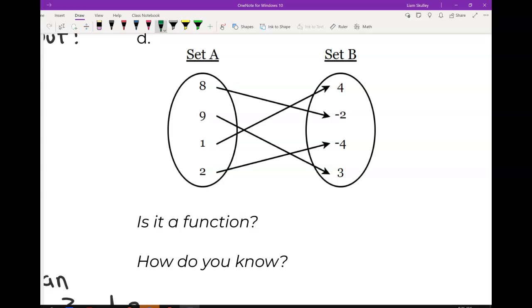Again, when I'm doing these, the arrows are easy to get crisscrossed, so I like to just trace over them and check. 8 goes to -2. 8 only goes to one thing. My input only has one output. I go to 1. 1 only goes to 4. One input with one output. 9 only goes to one thing. 9 goes to +3. We have one input with an output. If I hit 9 on my vending machine, I know I'm getting out a 3. If I hit 2 on my vending machine, I know the only thing that I can get out is a -4.